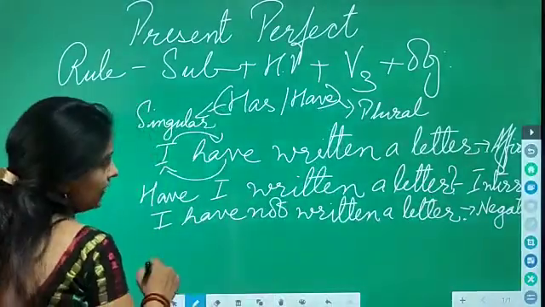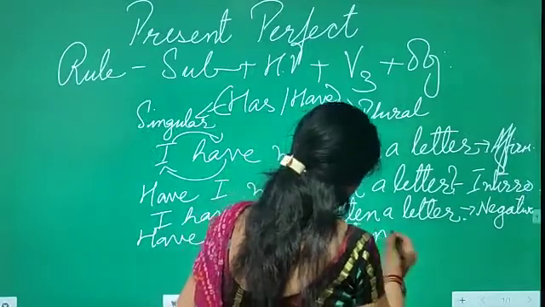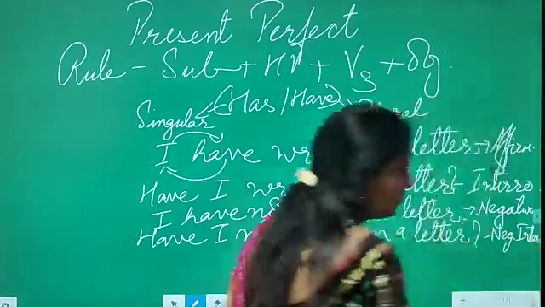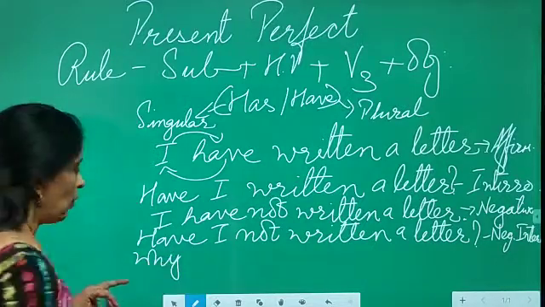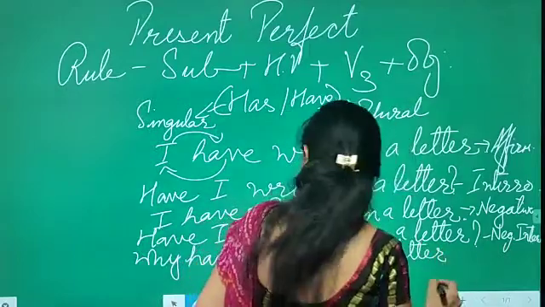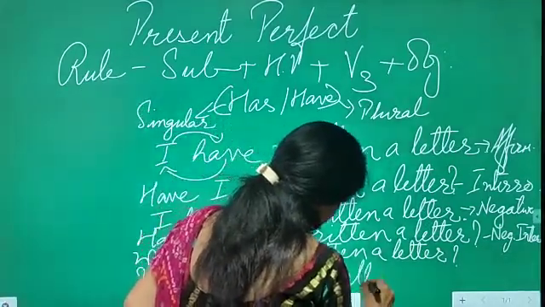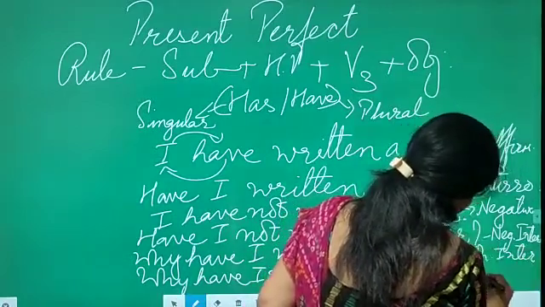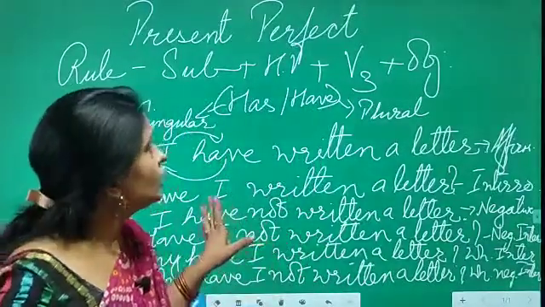Okay. Now the negative interrogative, have I not written a letter? This is my negative interrogative. Hope all these sentences are clear to you. Now the two which are left are WH. Why have I written a letter? And why have I not written a letter? So this is my WH interrogative and this is my WH negative interrogative. Hope the present perfect is clear to all of you.